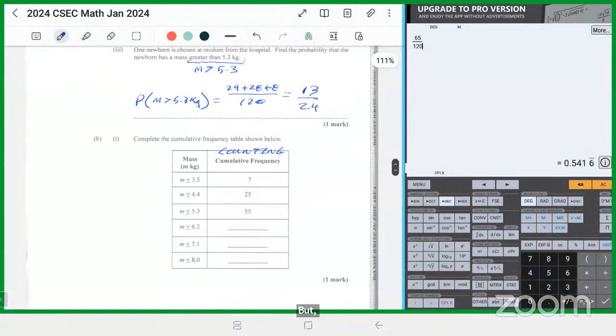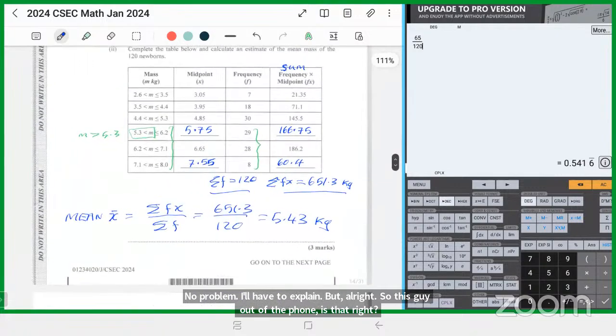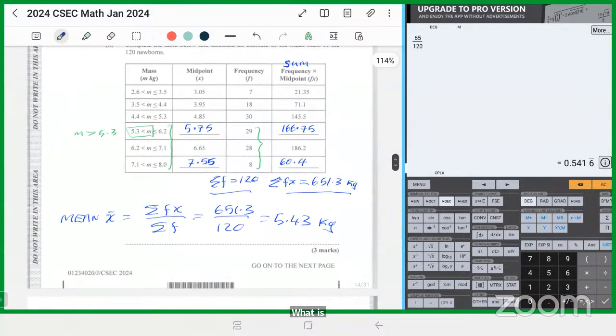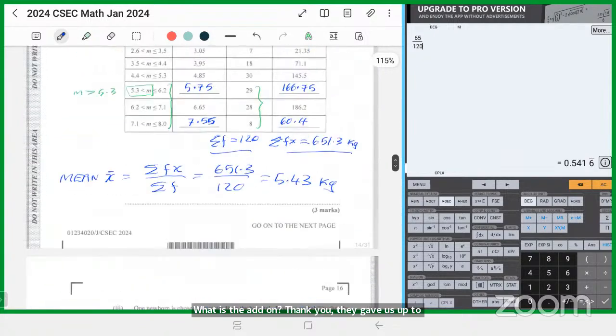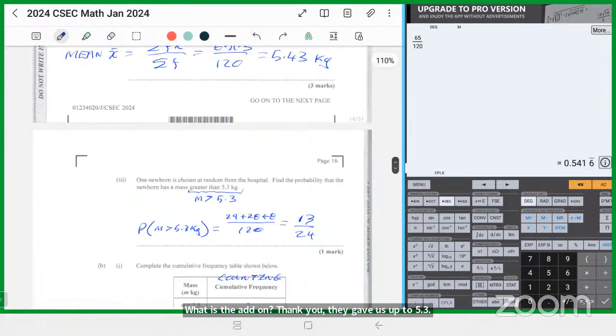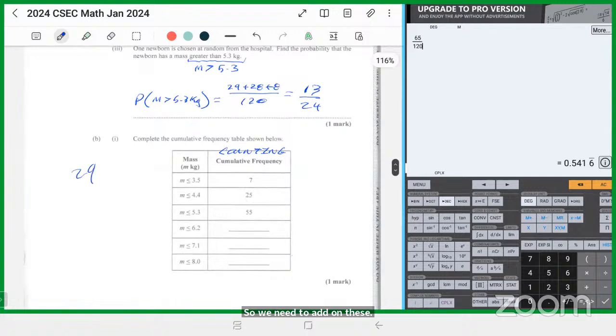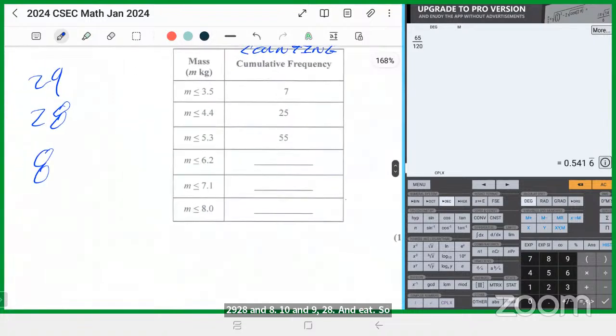So basically add up the values. What are the values to add on? They gave us up to 5.3, so we need to add on these same three figures here: 29, 28, and 8. So here we're adding on 29 to this one.